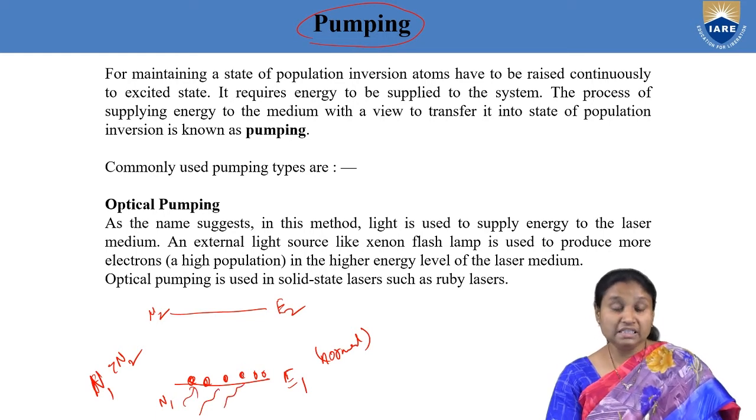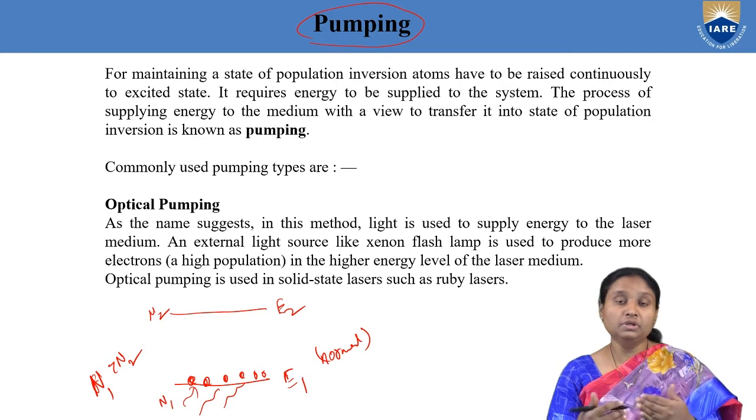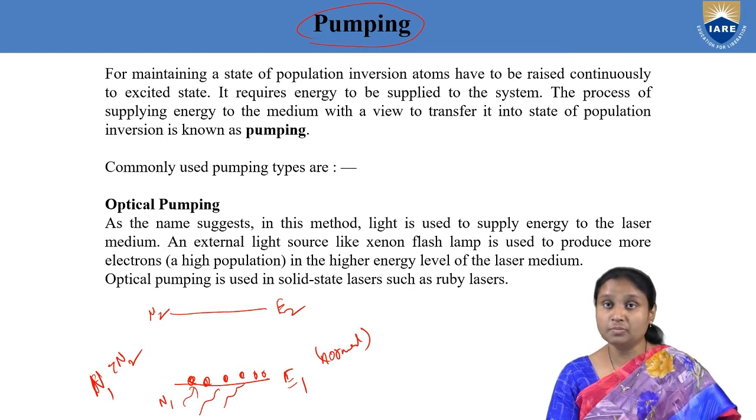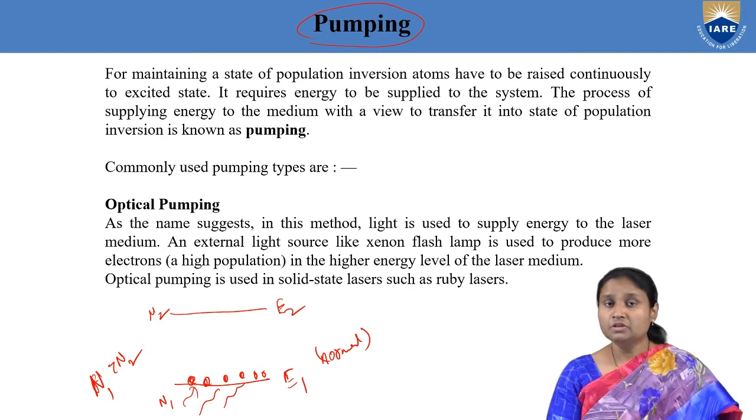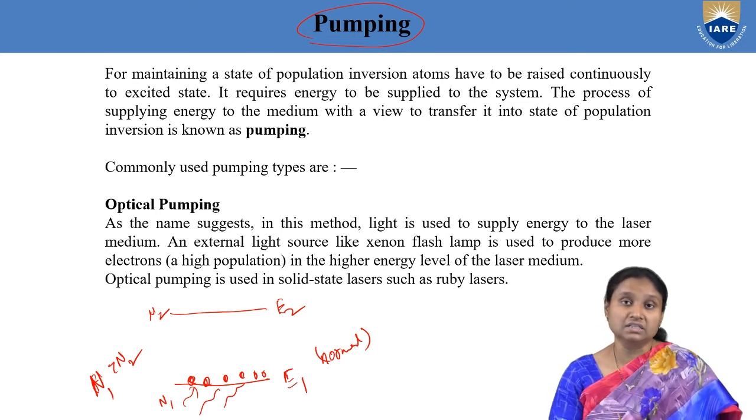Then what will happen? These atoms will go up, they'll get excited, and if they go to the metastable state, then they won't come down fast. So what you'll observe here is population in the metastable state will become more than the ground state. So population inversion is achieved. We cannot achieve this condition of population inversion under normal condition when we are not supplying any external energy.